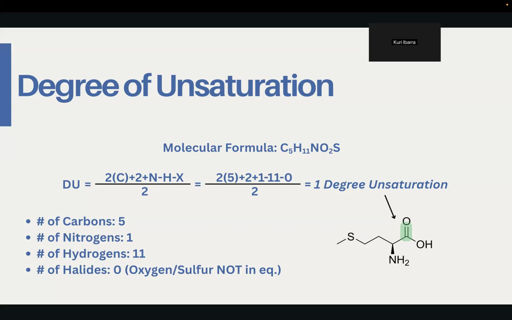The equation starts with 2 times the 5 carbons plus 2 plus 1 nitrogen minus 11 hydrogens and then minus 0 over 2. There are no halides in this equation, which is why it is 0. Therefore, the oxygen and the sulfur atoms are not included in this formula. This results in a degree of saturation of 1, indicating that the unsaturation is present in the carbonyl double bond of the carboxylic acid group. This matches what we have seen before in the Lewis structure of methionine.